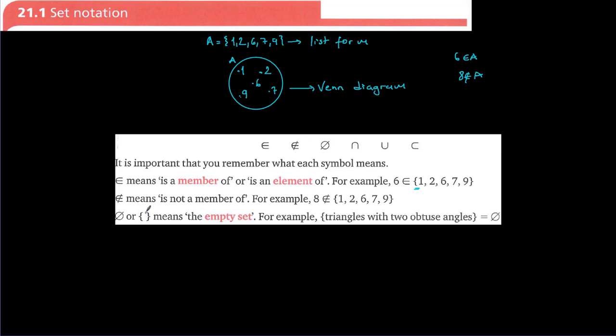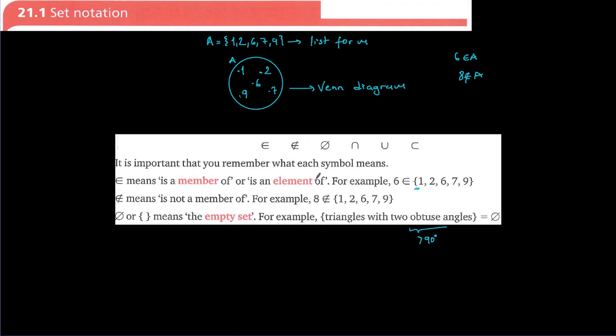Okay, the third notation is the empty set. We also use this sign for the empty set. Here, the empty set can be two parentheses with nothing between them. And triangles with two obtuse angles form an empty set. Firstly, let's remember what an obtuse angle is. An obtuse angle is greater than 90 degrees. Two angles cannot both be greater than 90 degrees in a triangle, because the sum of interior angles is equal to 180 degrees. That's why no triangle has two obtuse angles, and that's why this set is the empty set.